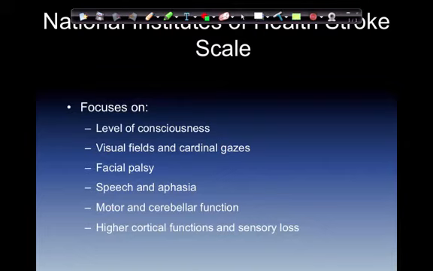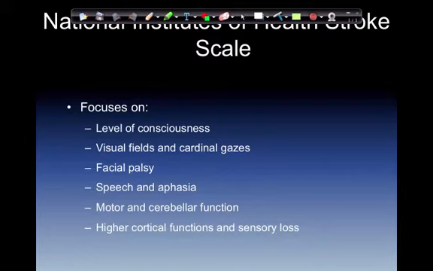Motor and cerebral function, we get monoparesis, weakness of just one limb. Quadriparesis, weakness in all 4 extremities. Hemiparesis, weakness in one side of the body. Ataxia, slurred speech, a loss of balance, and a staggering gait. Nystagmus, flickering extraocular movement observed when assessing the cardinal gazes.